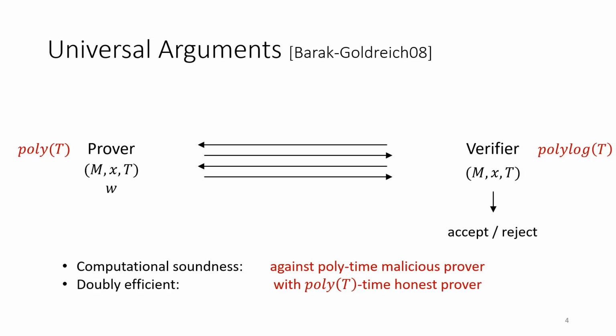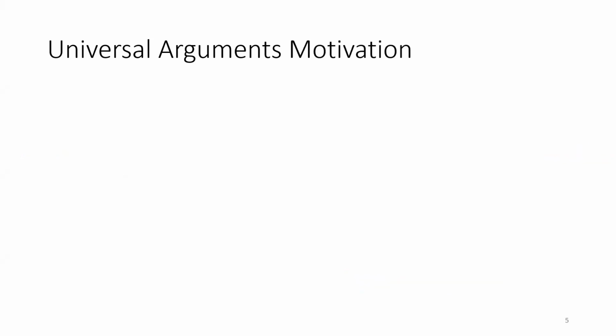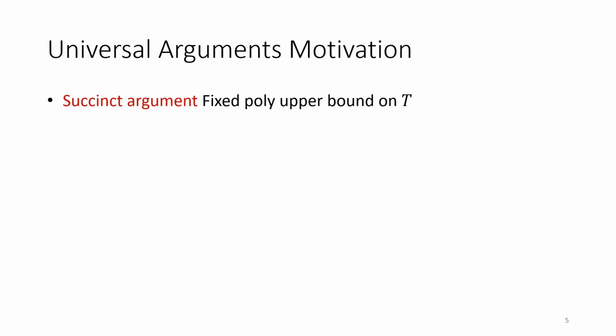Okay, so these are universal arguments, and now I want to try and explain why it is interesting, okay? As I said before, using succinct arguments, we can give a protocol to prove any computation, but as long as we have some fixed polynomial upper bound on the number of steps T. In contrast, using universal arguments, we can give one protocol to prove all computations for any number of steps.